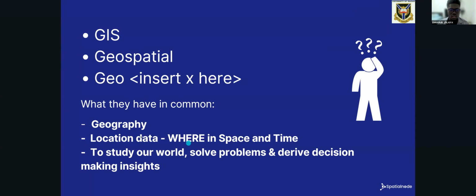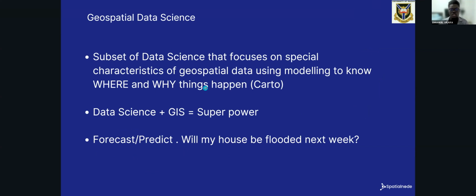And at the end of the day, what we are using this data to do is to study our world, solve problems and derive decision-making insights. So when you see geointelligence, and there are a lot of terms that have geo as a prefix, at the end of the day they have these three things in common: geography, location, and we're using it to study our world and solve problems. So yeah, let's talk a bit about geospatial data science.